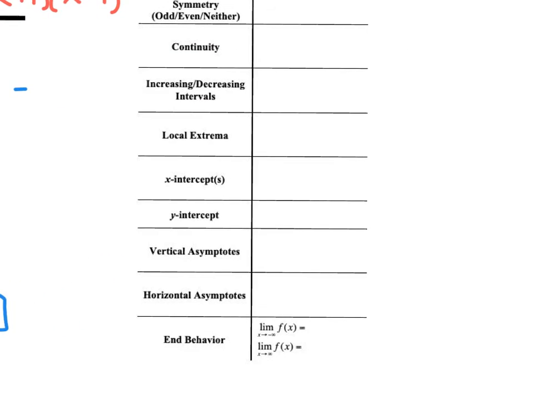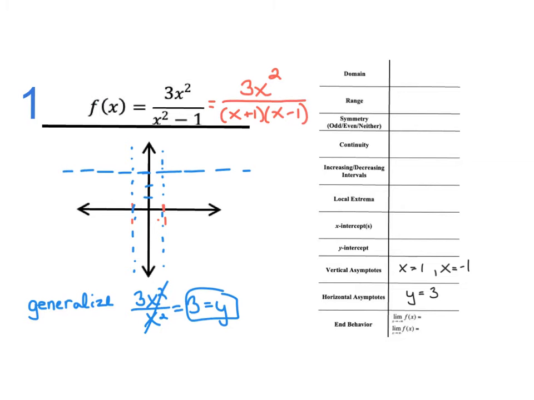Now, since I'm kind of going out of order here, which is fine, I'm going to go over to my vertical asymptotes before I even toss this in my graphing calculator, and I've already said I know I have one at x equals 1 and x equals negative 1, and I have a horizontal asymptote at y equals 3. Now, I would encourage you to graph this on your graphing calculator, and when you do, you're going to get this very interesting graph that looks like this. There's like a parabola here in the center part between my asymptotes.